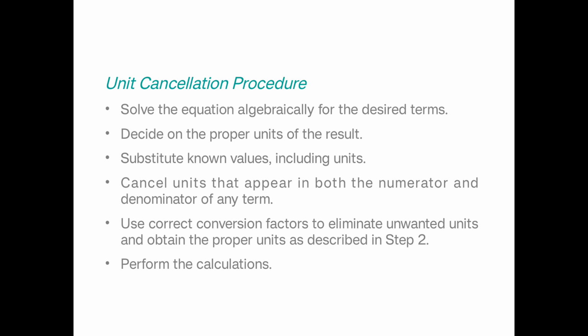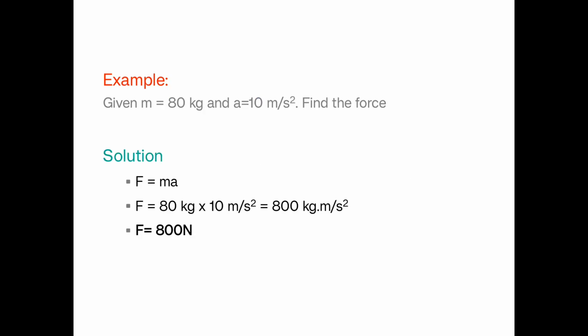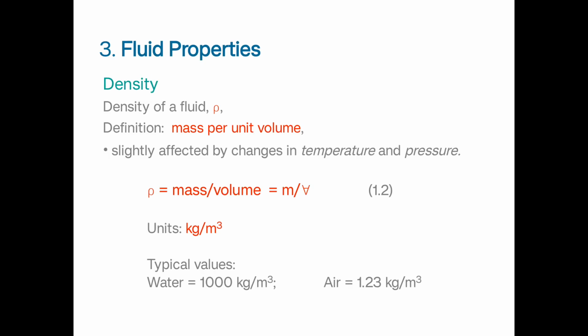So you have to use conversion factors to eliminate unwanted units and obtain the proper units, which is given in the previous step 2, which means deciding on the proper units of the result. Then only you perform the calculations to get the results. This is the simplest example to measure the force. If the mass and the acceleration are given to you, then you can follow a physical law like Newton's second law, and you can find the force as mass times acceleration. Got it?